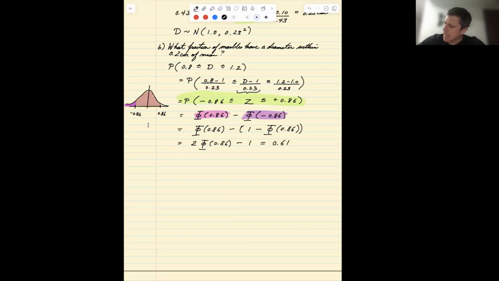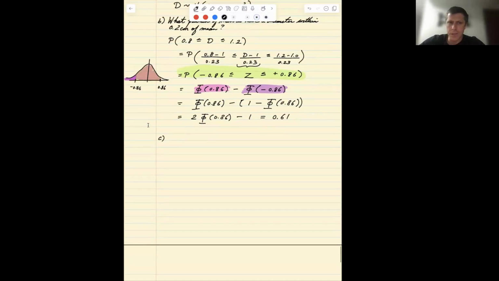And then the final question for this exercise would be, what diameter is exceeded by 75% of marbles? So for this, the value in the standard normal is negative 0.675 standard units.